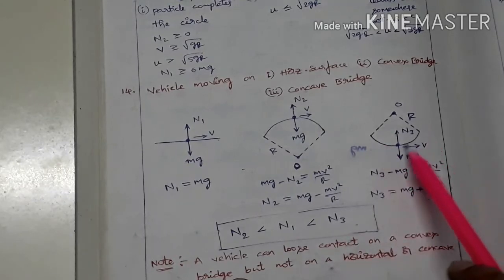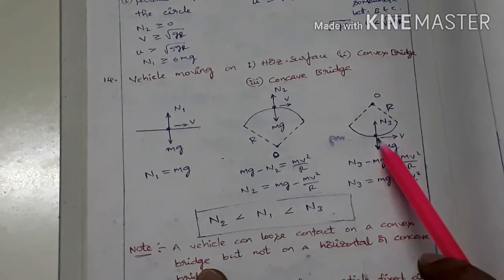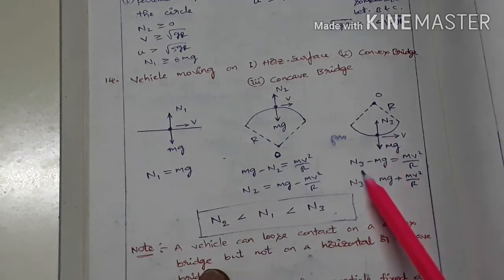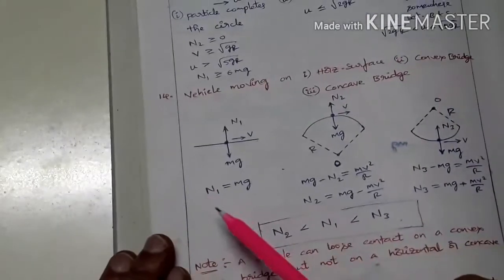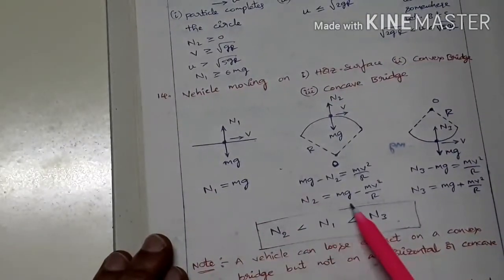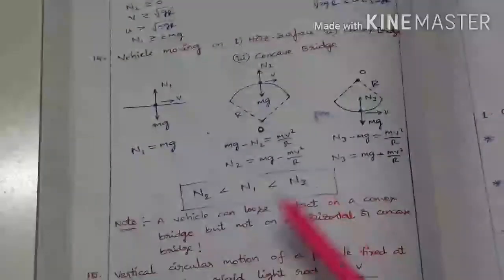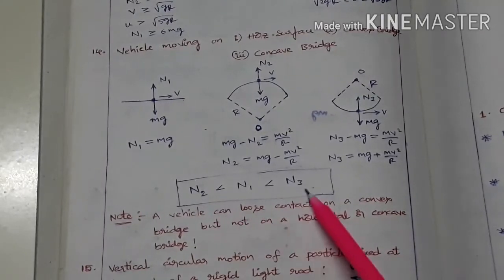Similarly, in this case, this is the concave bridge, and N3 is acting upwards, mg is acting downwards, the particle is moving like this. So what is the equation here? N3 must be greater than mg. So N3 minus mg equals mv square by r. So N3 equals mg plus mv square by r. See here, N1 equals mg, N2 equals mg minus something, N3 equals mg plus something. So comparing, N1 is greater than N2, but it is less than N3.